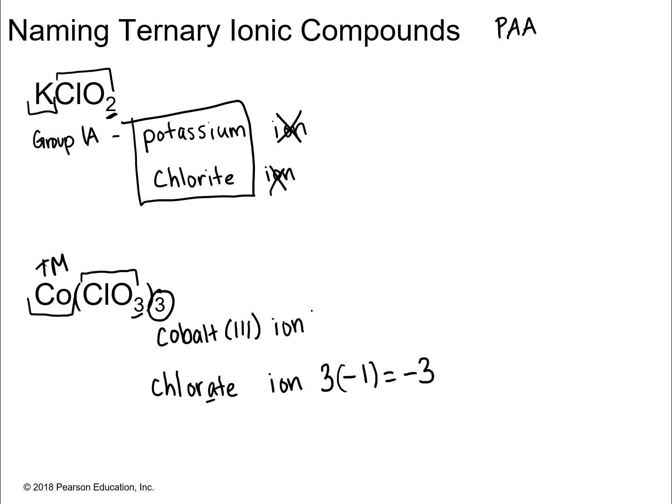The way that we name that with the stock system is cobalt with the 3 as a Roman numeral in parentheses, followed by the word ion. You get rid of the word ion and smush them together. And the name of that compound is cobalt 3 chlorate.